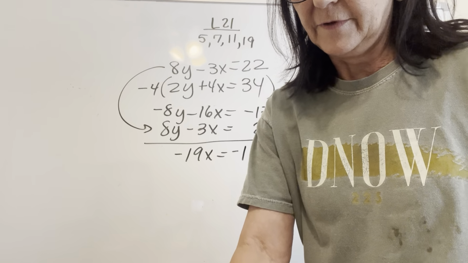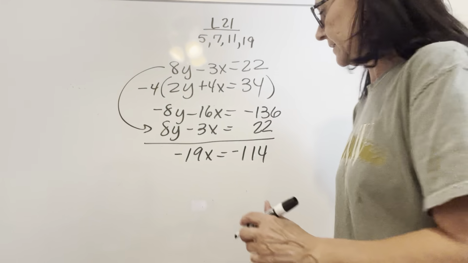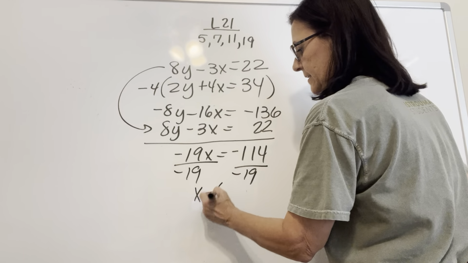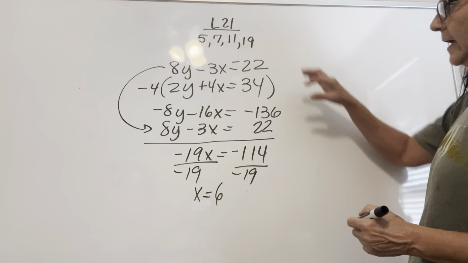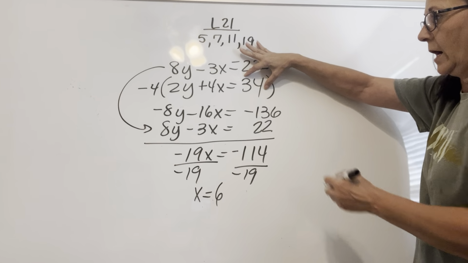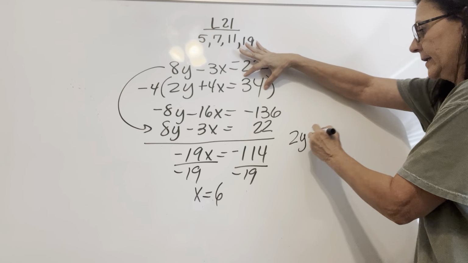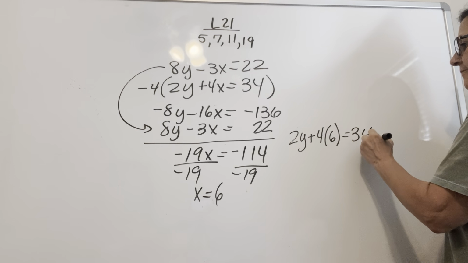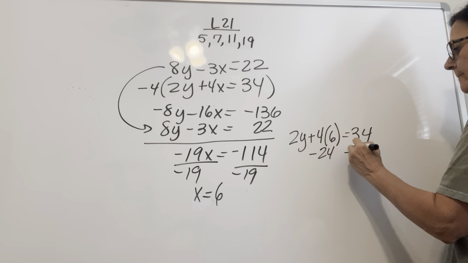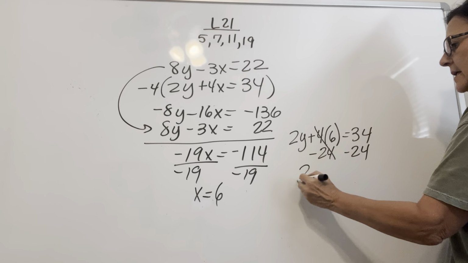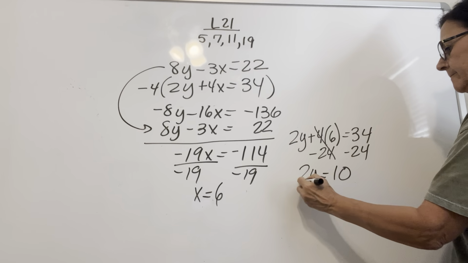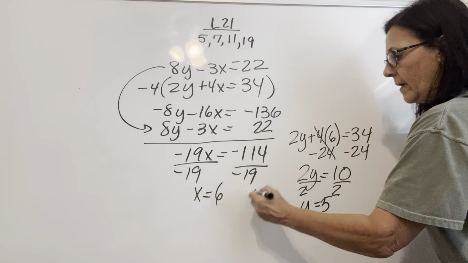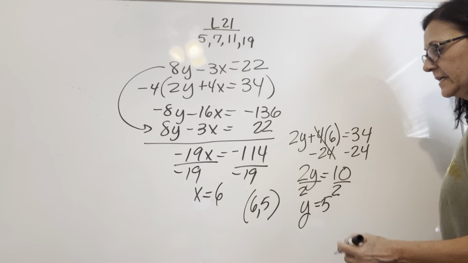Let's see if that's divisible. 114 divided by 19, it is. The value of x is 6. Now I have to go back and solve for y. I'm going to go into this equation and solve for y. So I have 2y plus 4 times the value of x, which is 6, equals 34. That's 24, so I subtract 24 from both sides. I'm left with 2y is 10. Dividing both sides by 2, y is 5. So my coordinate pair solution is 6, 5.